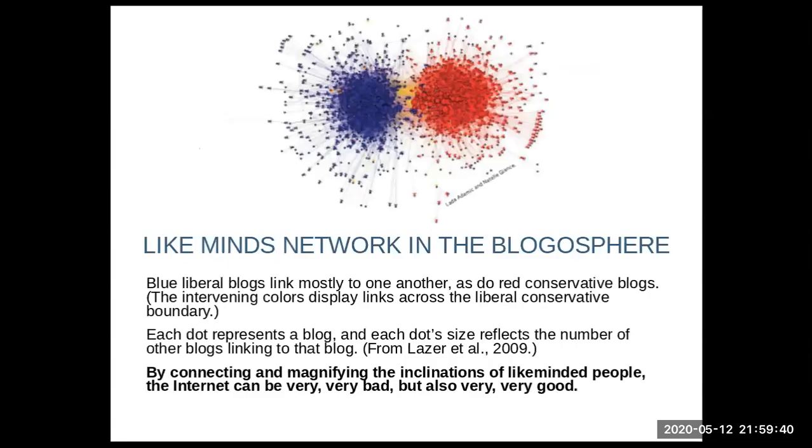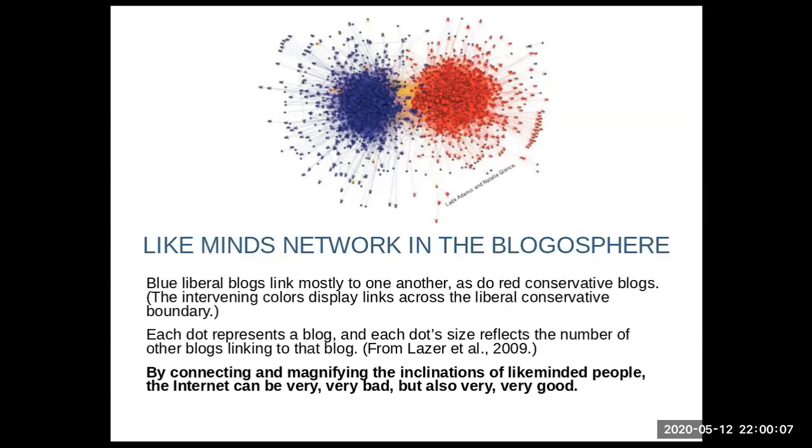So in the blogosphere, we see this on the internet. In blue, those are liberal blogs. You're most likely going to be connected to other liberal blogs. Red would be, of course, conservative blogs, which are going to be linked to a lot of other conservative blogs. So you can think of the blue like MSNBC, the red like Fox News, and only a few in the middle are actually connected, right?